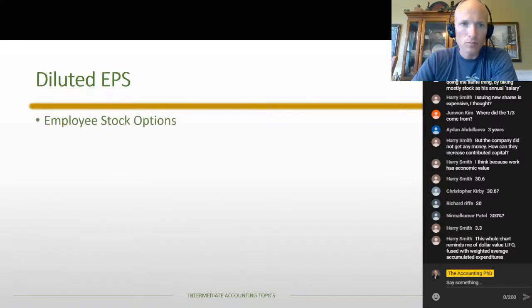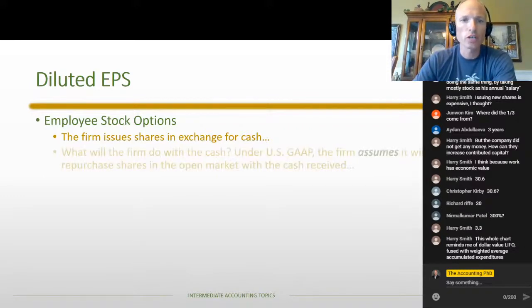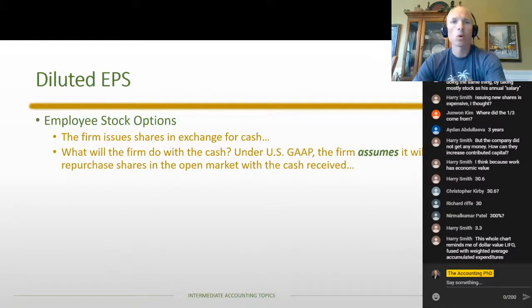All right, so let's talk about employee stock options. Basically, with an employee stock option, we already talked about that. The firm would issue shares in exchange for cash. The question is, when the firm receives the cash, what are they going to do with it? And under U.S. GAAP, we assume that the firm is going to repurchase shares in the open market with any cash that is received.